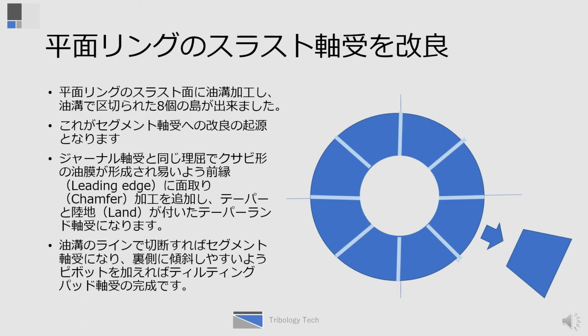Improved thrust bearings for plain rings. Eight islands were divided by the oil grooves added on the thrust surface of the flat ring. This is the origin of the improvement to segment bearings. A chamfer is added to the leading edge so that a wedge-shaped oil film is easily formed with the same theory as the journal bearing, resulting in a tapered land bearing with taper and land. If you cut it with a line of oil grooves, it will be a segment bearing, and if you add a pivot to the backside so that it is easy to tilt, the tilting pad bearing is completed.